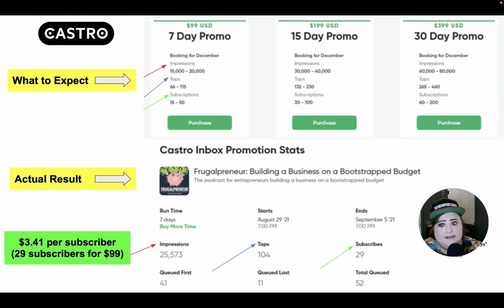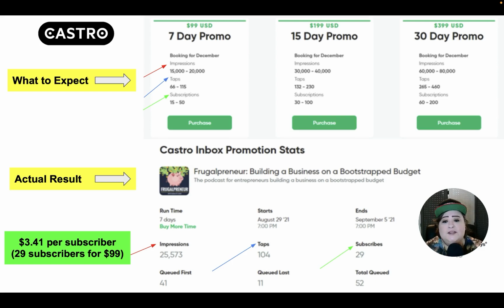Now keep in mind that all of these screenshots I'm showing you are from over a year ago, probably like a year and a half. So as far as the details of pricing, impressions, taps, and subscriptions, what you can expect could be different. But at the time, I did the $99 7-day promo, and what to expect is anticipated to be 15,000 to 20,000 impressions. The taps, 66 to 115, and subscriptions are 15 to 50.